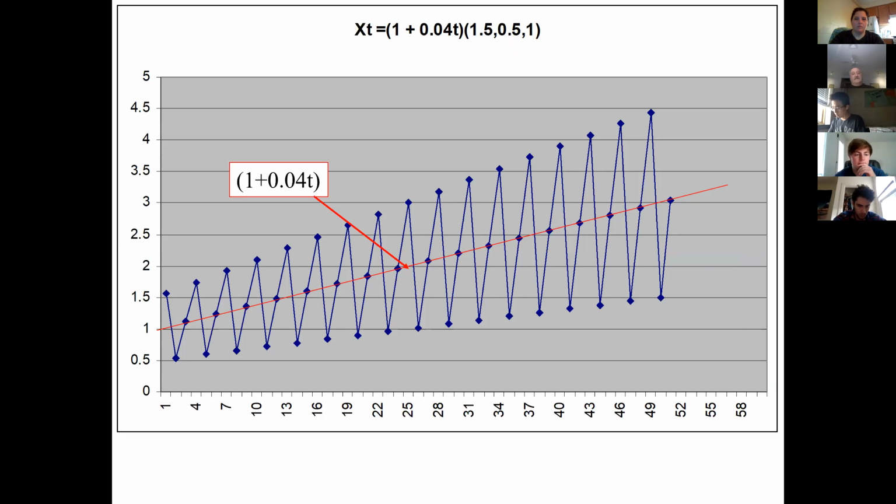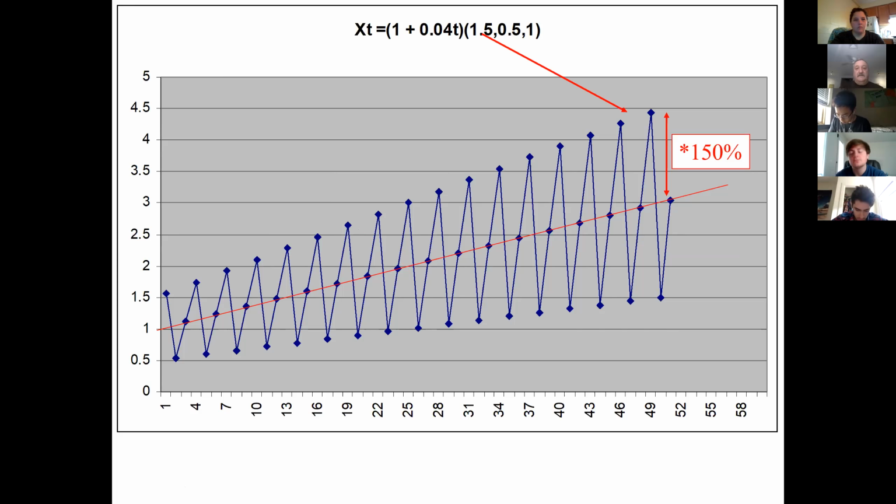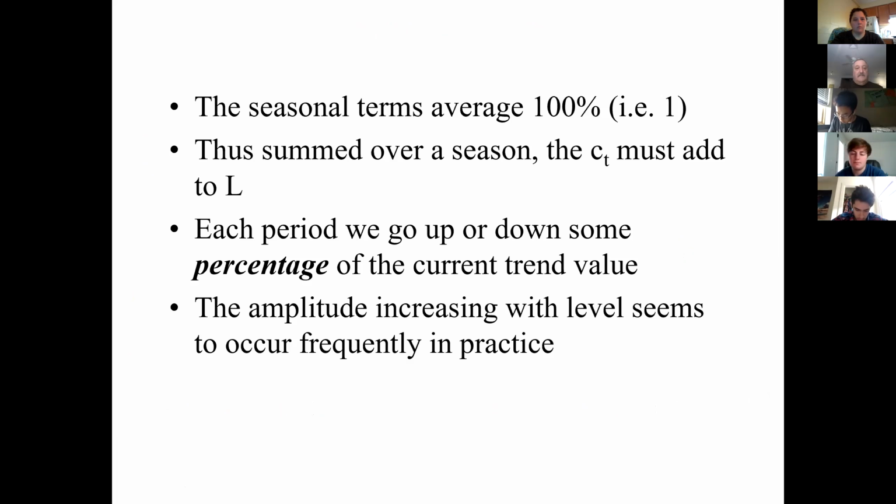Now, when you look at the time series, you'll see it has a trend. You'll see that it has seasonality, but you'll also see that the amplitude of the variation increases as the level increases. So you often see this in time series data.